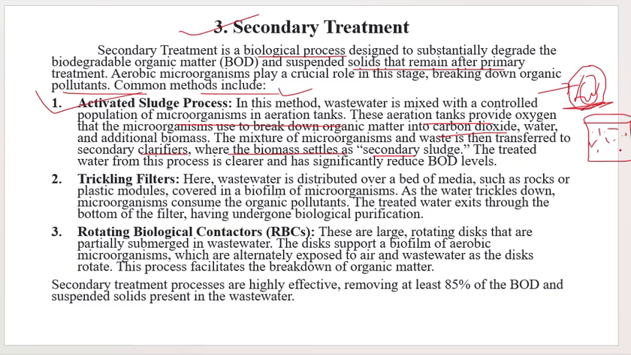The remaining biomass will be settled to the bottom. This material is called secondary sludge. Again, the secondary sludge will be cleared by a mechanical process and sent to further treatment. The treated water from this process is clearer and significantly reduced. Here also lots of BOD will be reduced.